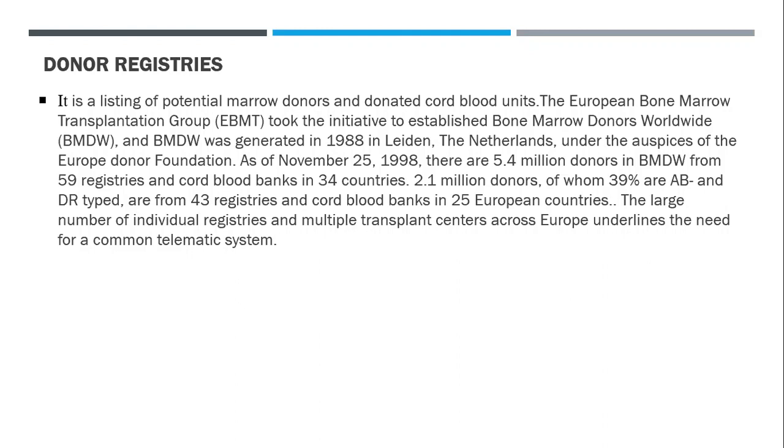As of November 25, 1998, there are 5.4 million donors in Bone Marrow Donors Worldwide from 59 registries, and cord blood banks in 34 countries hold 2.1 million units, of which 39% are typed for HLA-A, B and DR, from 43 registries, and cord blood banks in 25 European countries. The large number of individual registries and the multiple transplant centers across Europe underlined the need for a common telematic system. This is all about the European registries.